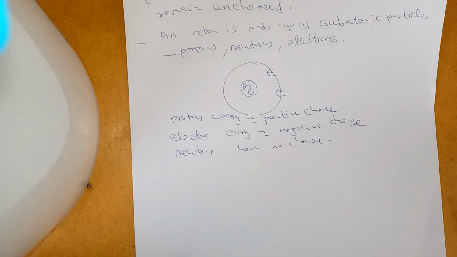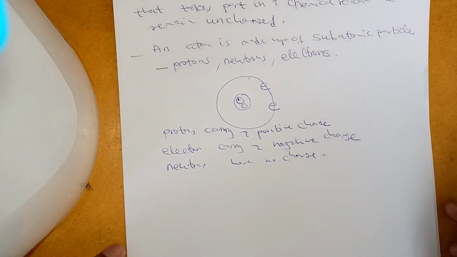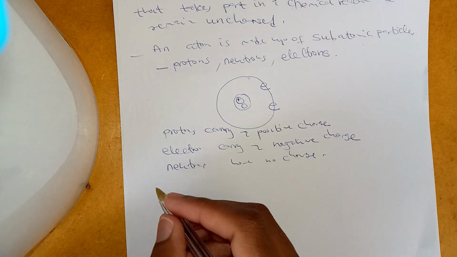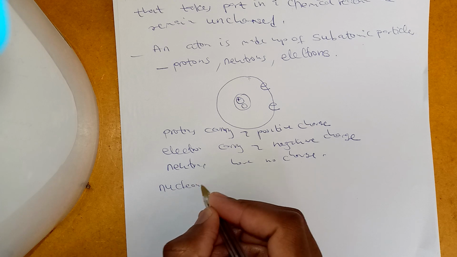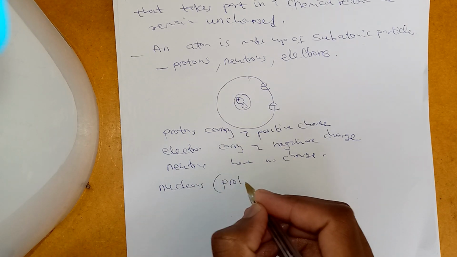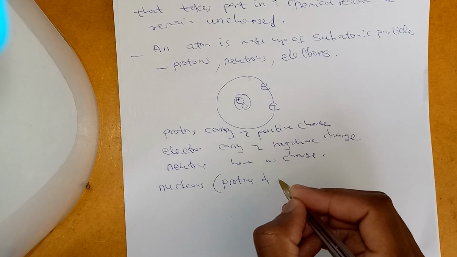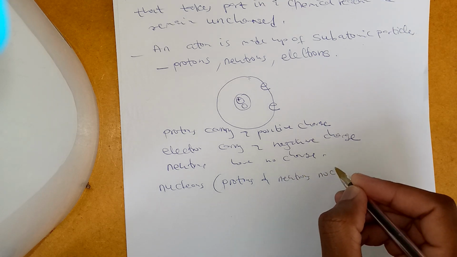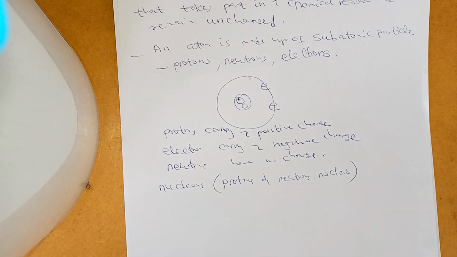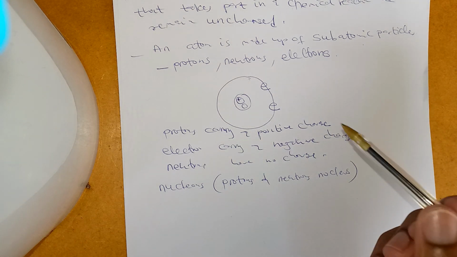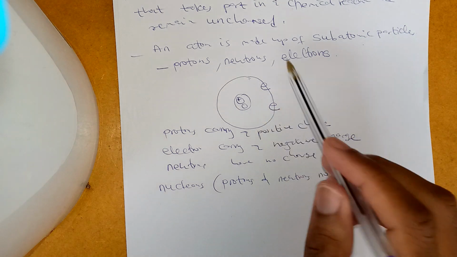Having understood that, we also have to understand that protons and neutrons are found in the nucleus of an atom, and they are collectively called what? Nucleons. So nucleons is the collection of protons and neutrons in the nucleus.